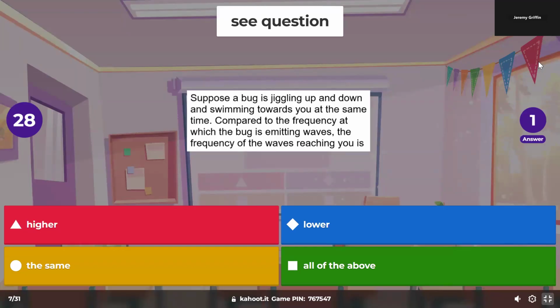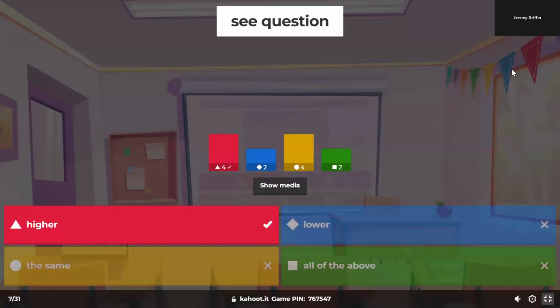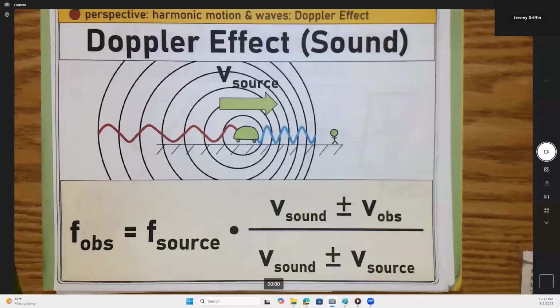Suppose bugs jiggling up and down and swimming towards you at the same time. Compared to the frequency of the bugs emitting waves, what about the frequency of the waves reaching you? Higher frequency, right? And what's the name of that effect? That's called the Doppler effect.